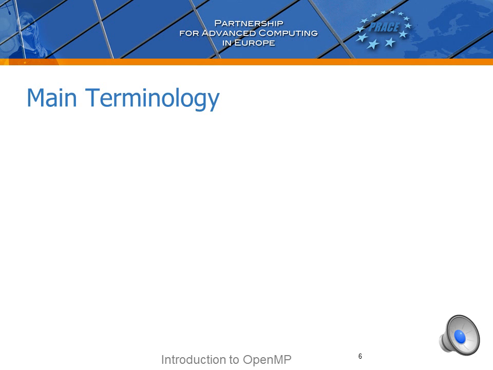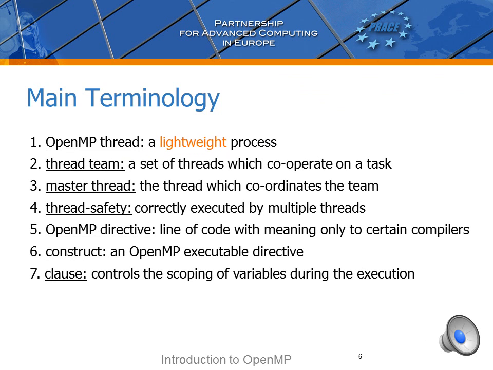Here is a list of some main OpenMP terms. To begin with, an OpenMP thread is the smallest independent unit of execution with a stack and an associated static memory. It can be thought of as a lightweight process. A set of threads that cooperate on the same task is called a thread team. A thread that coordinates the thread team is called the master thread. It is always the one with ID equal to 0.